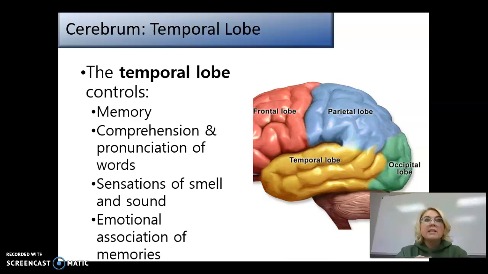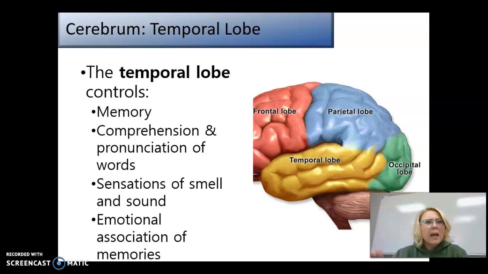So sometimes whenever I walk into a perfume or like a department store and I smell a specific perfume and it reminds me of my grandmother, that's going to be my temporal lobe working. If I'm learning to read at a kindergarten level and I can remember what the words look like and how to sound them out, that's my temporal lobe. And the temporal lobe at an early age develops very rapidly. It helps you guys decode your words. It helps retrieve information for your test.